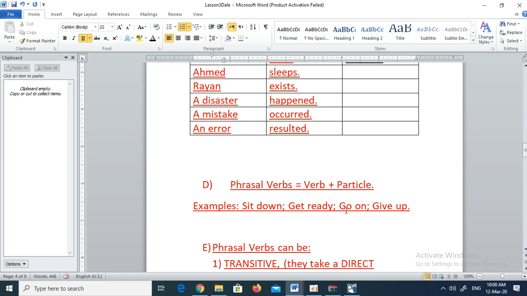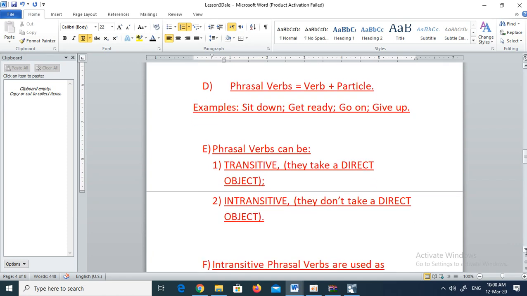Our third example is go on. Go is the verb, and on is the particle. Our fourth example is give up. Give is the verb, and up is the particle. So in each case, the phrasal verb is composed of two things. All of them follow that pattern of the verb first and the particle second. Now, phrasal verbs again fall into two classes. The first class is transitive, where they do take a direct object, or they can take a direct object. The second class is intransitive, where they don't take a direct object.